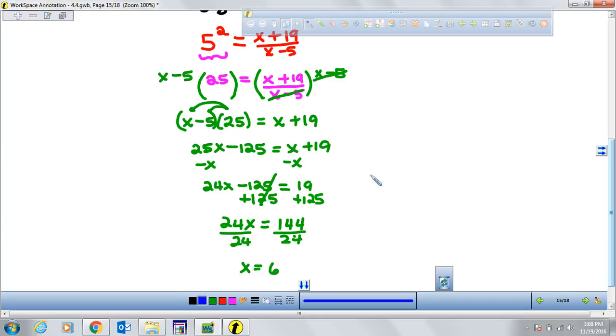Can I say that that is a real solution automatically? No. We have to check the solution. How do we check it? By looking at the domain.